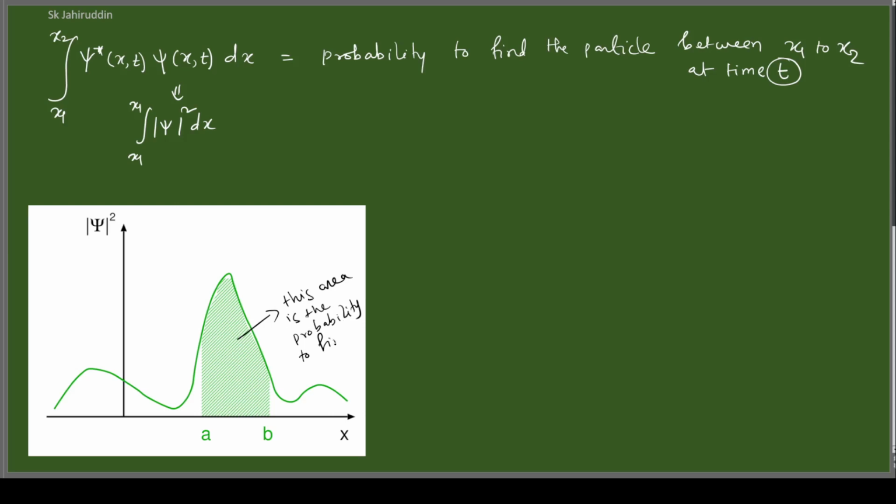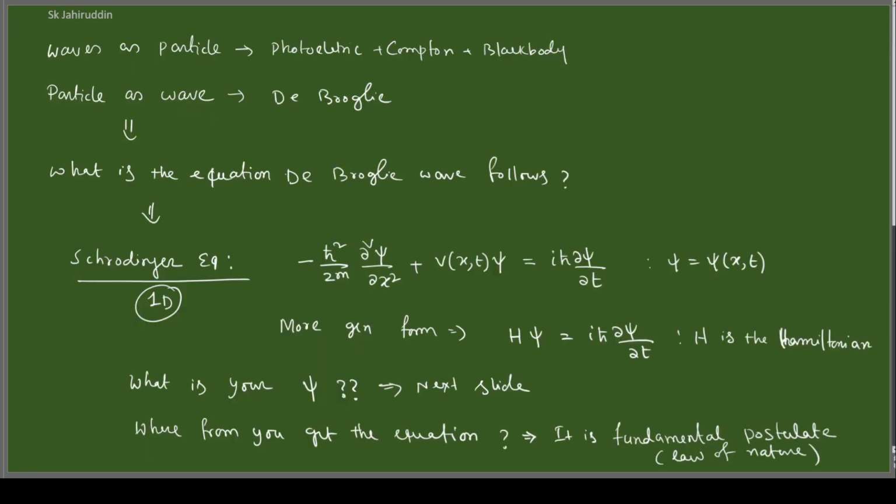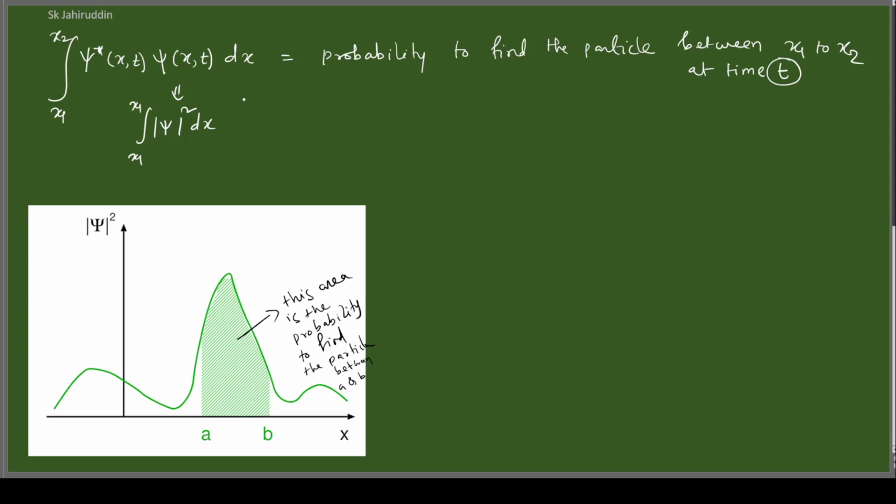To find the particle, I'm writing the same thing again and again, between A and B. So if we take this, this is also an assumption. No, this is not a particular assumption. Our fundamental postulate of Schrodinger equation includes this interpretation.